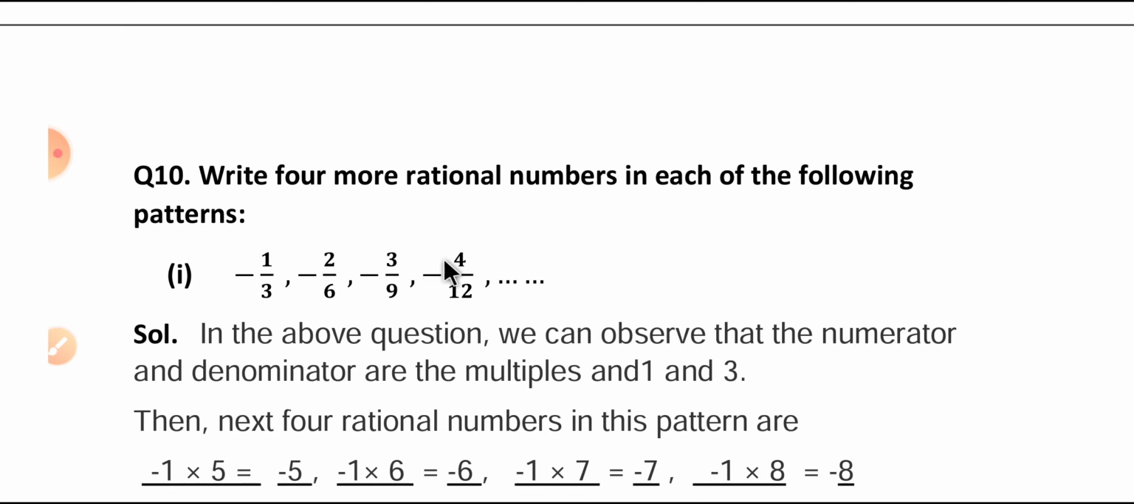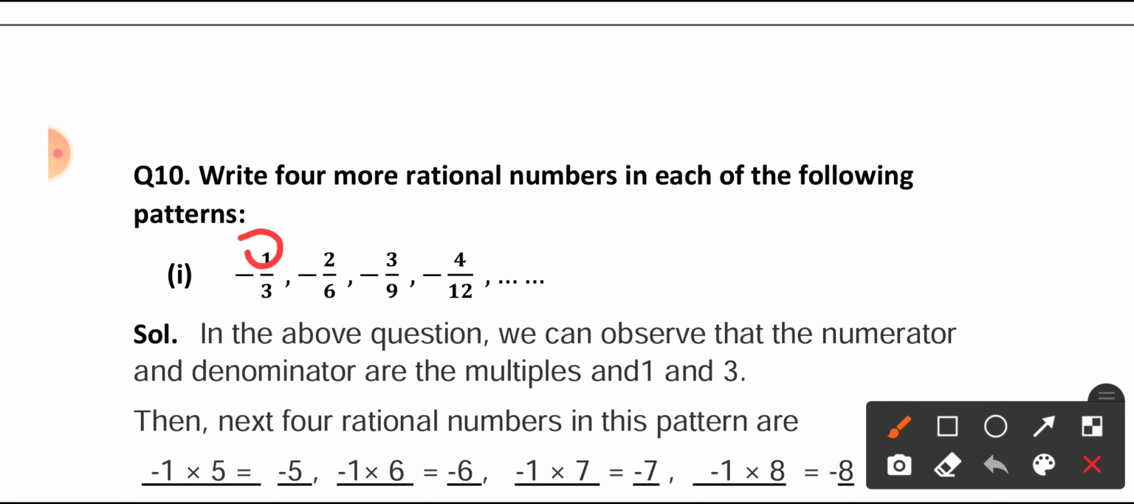Now question number 10. Write 4 more rational numbers in each of the following patterns. The first one is given: minus 1 by 3, minus 2 by 6, minus 3 by 9, minus 4 by 12. First observe the pattern. In the above question we can observe that the numerators and denominators are multiples of 1 and 3. Multiple means like a table. After 1 it is given minus 2, minus 3, minus 4. Then in the denominator, 3, 6, 9, 12.